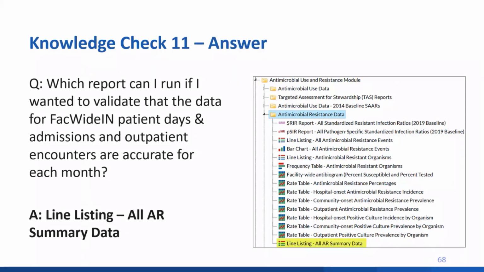This would be the line listing all AR summary data report. And this report can be run to review the AR summary or denominator data uploaded into your NHSN facility. You can see how many facility-wide inpatient days and admissions, as well as any specific outpatient location encounters were reported for each month.